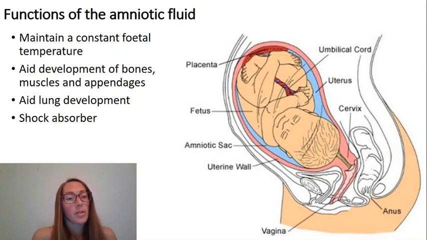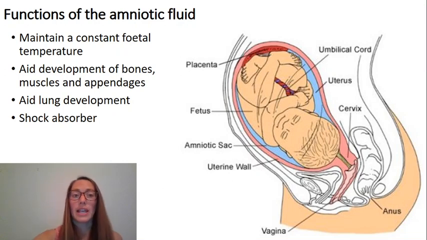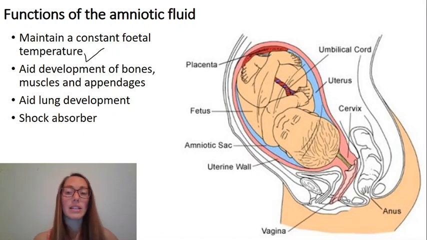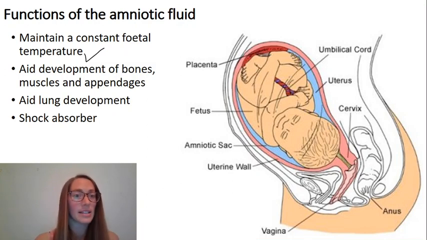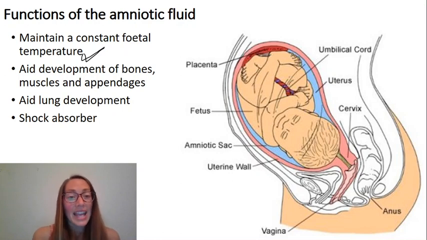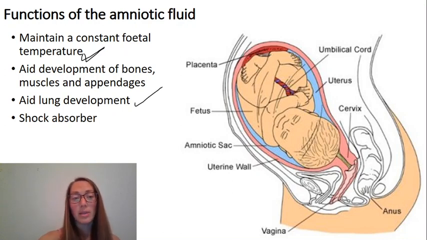Okay, amniotic fluid. So the amniotic fluid, there's a few key roles here. Basically, it maintains the temperature of the fetus. So as you guys know, synoptically from learning about water previously, water takes a lot more energy to raise it by 1 degree compared to gas. And so liquid takes a lot more compared to gas, so it maintains a very, very constant temperature. It aids development of bone and muscle and also appendages. So it helps prevent things like webbed fingers and toes, because again, it sort of lubricates between them. It aids lung development and also acts as a shock absorber.